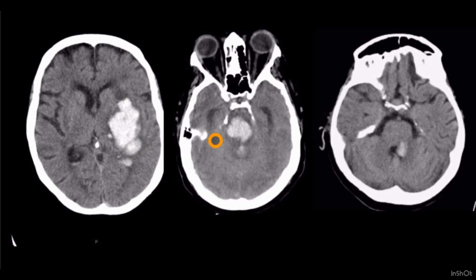So, the points that favor hypertensive bleed: number one is the location, the three common locations. Number two is very little or less edema. Number three is the lobular shape.